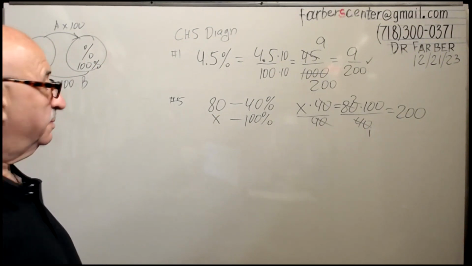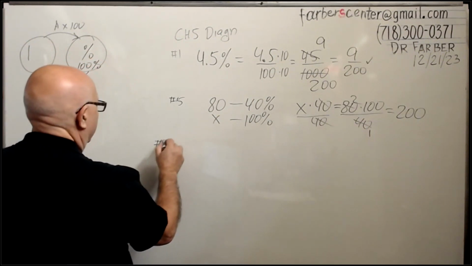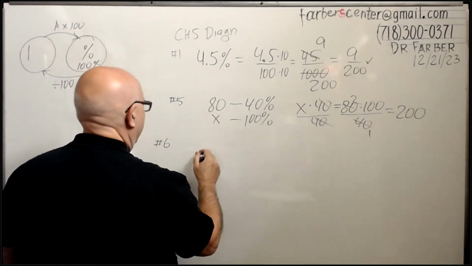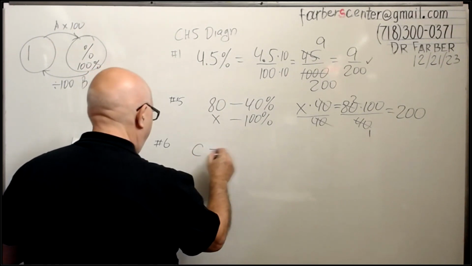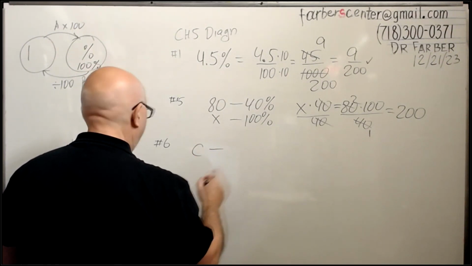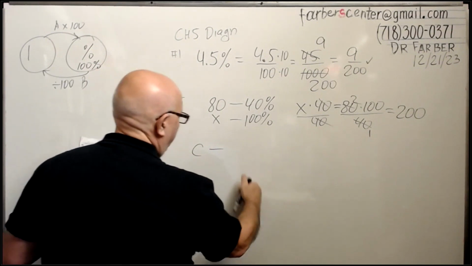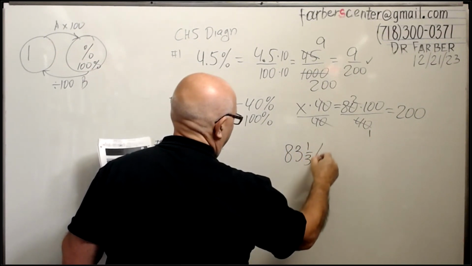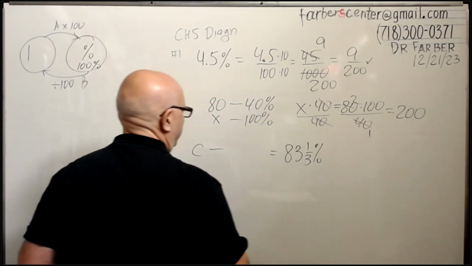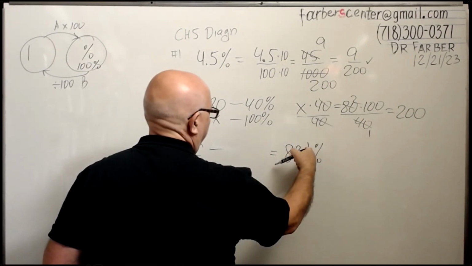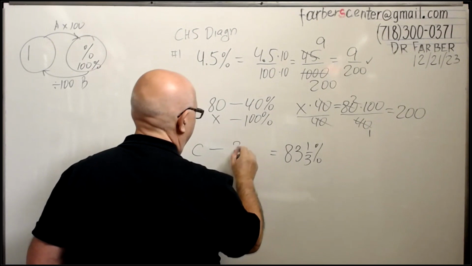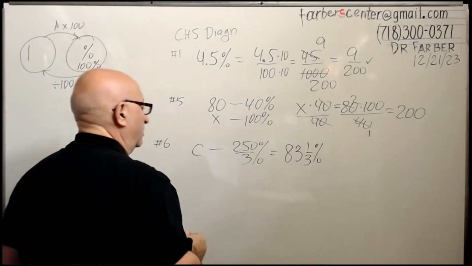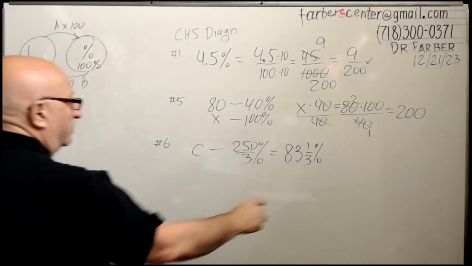Number 6. Number 6. Exactly the same like it was. C is, to save time, I do like this. 83 and 1 over 3%. Which is 249 plus 1, 250 over 3. 250 over 3%. I converted mixed to improper. Multiply plus 1.